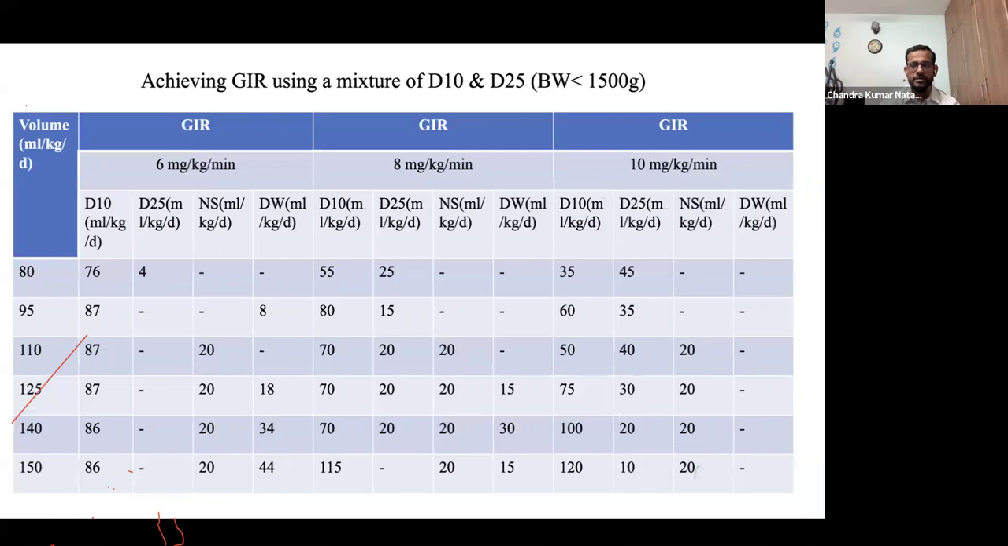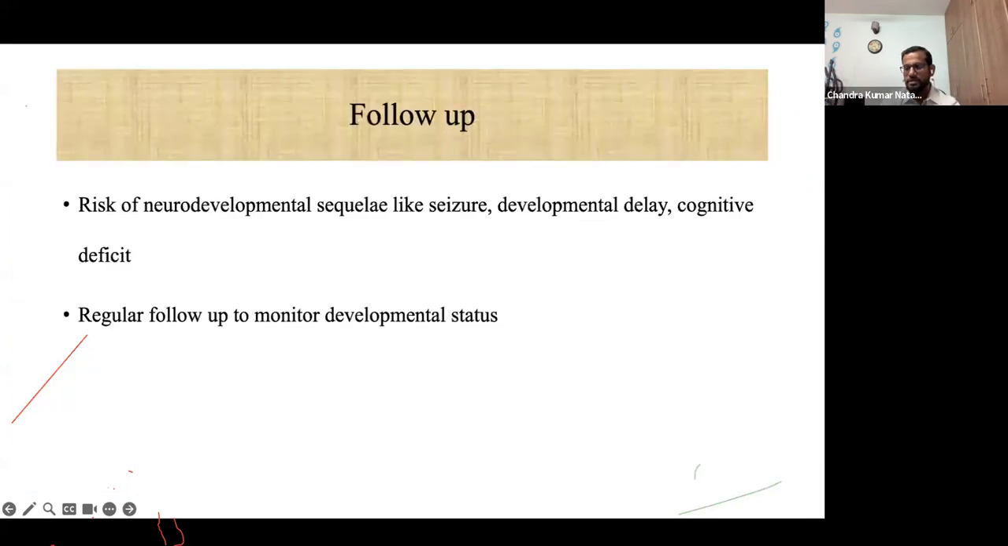For babies less than 1,500 gram and more than 1,000 gram, charts are provided. For babies less than 1,500 gram, because we would start at a higher TFR, okay, total fluid requirement, this different chart is provided, okay.